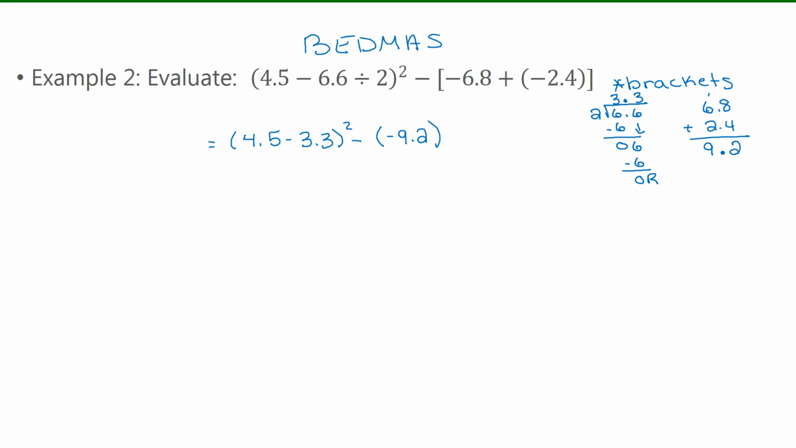Now I'm still working on my brackets here. I have a subtraction to do. Well, I'm going to change that to an addition by adding the opposite. So we subtract those two numbers there. 4.5 take away 3.3. That gives us 1.2. Now I notice that I do have more positives than negatives, so it is positive 1.2 here.